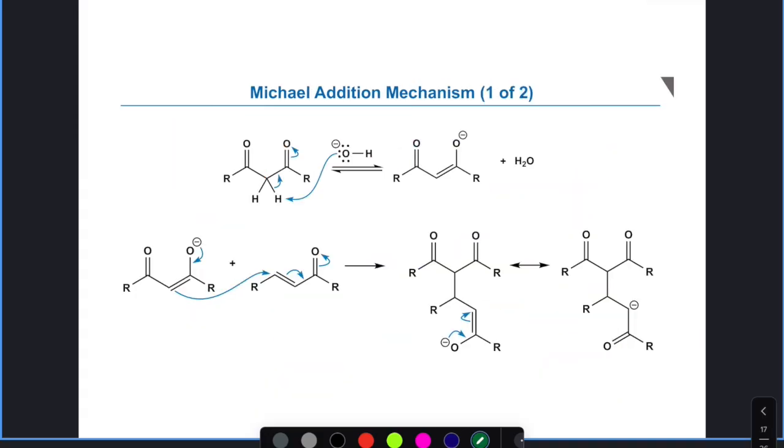You generate your base, or with your base you generate your nucleophile. Once you have your nucleophile, you're doing a 1,4 addition to give you your new carbon-carbon bond. That generates this intermediate enolate. That intermediate enolate then picks up a proton at the end.